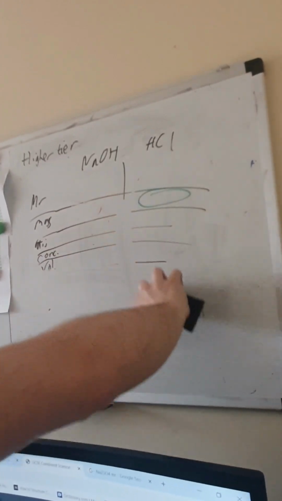Okay, just on the home stretch, still higher tier only. The last bit is included on foundation, but still higher tier only. And we've got two things left. First thing, limiting reactants. Limiting reactant is very simple.